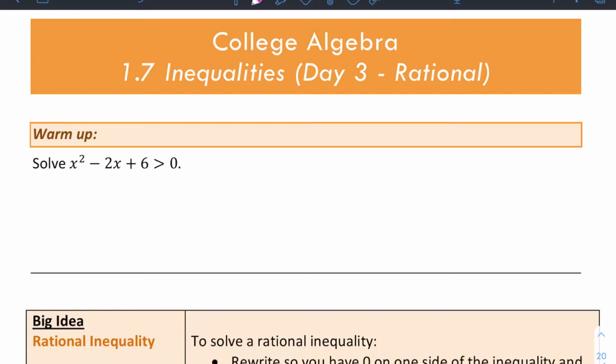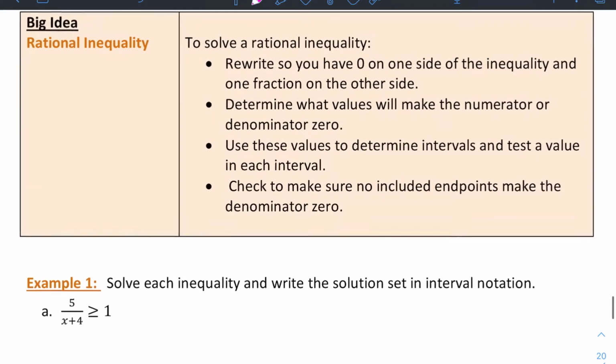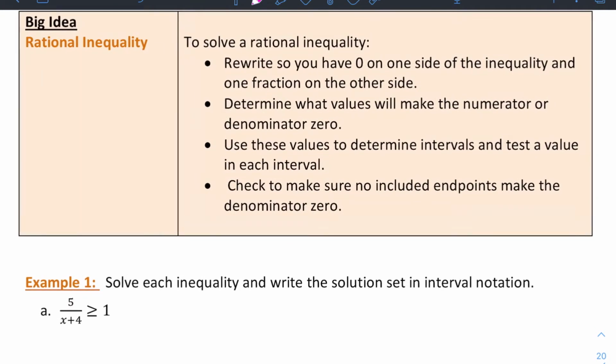The way that we're going to solve rational inequalities is a lot like solving quadratic inequalities. So rational functions have two polynomials being divided. We want to rewrite it so we have 0 on one side, and then figure out what values make our numerator or denominator equal to 0. We're going to use that to break up our number line into intervals and test a number in each interval.